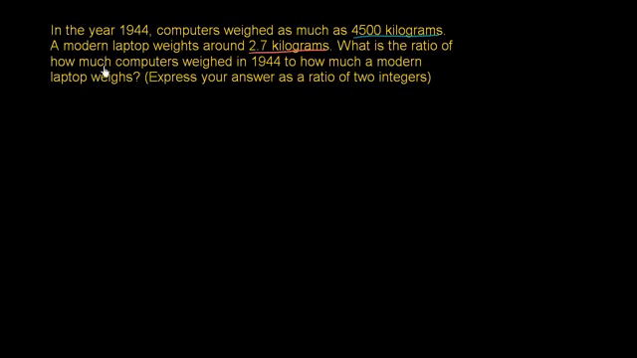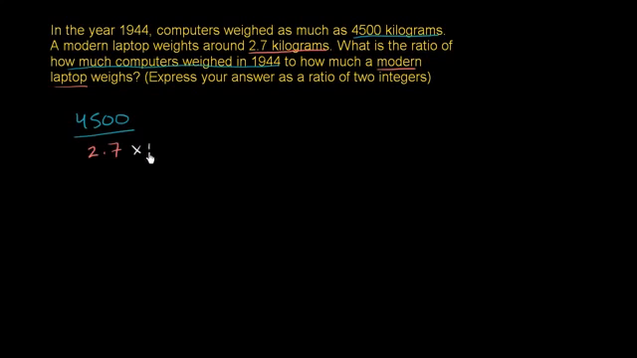So the ratio of how much computers weighed in 1944, we know that's 4,500 kilograms. We want the ratio of that to how much a modern laptop weighs, and that's 2.7 kilograms. So this right over here is a ratio, but we haven't expressed it as a ratio of two integers. In particular, 4,500 is an integer, but 2.7 is not an integer. So the easy way to convert 2.7 to an integer is to move the decimal place 1 to the right, or another way of thinking about it is to multiply it by 10.